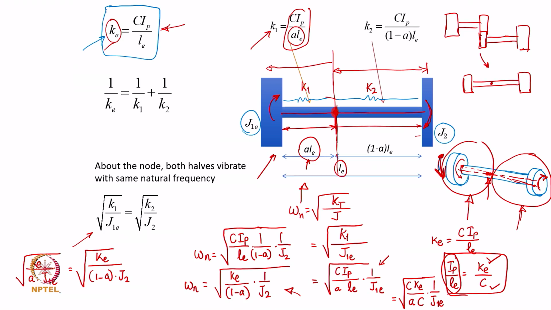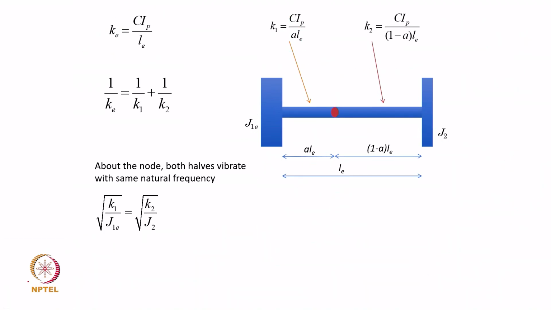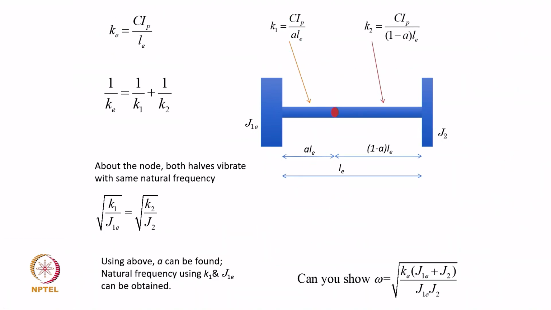Okay. All right. So, by equating this, you can find out A, and then you can find out the expression for the natural frequency. It is left to you as an exercise to show that the natural frequency of this system can be shown to be this, and that is a small exercise that you can always carry out.